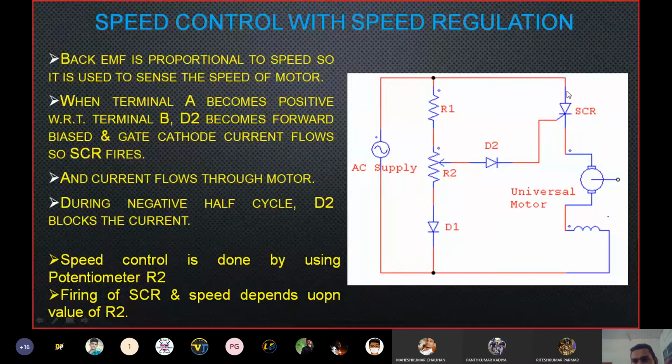As soon as the SCR turns on, current also flows through this motor in this path. So this is the closed path. During the negative half cycle, the diode blocks this current. Now, speed control is done by using the potentiometer R2.